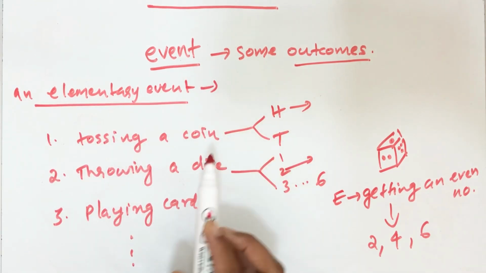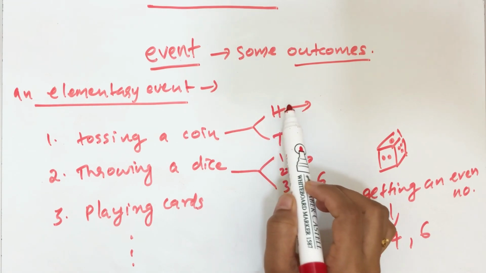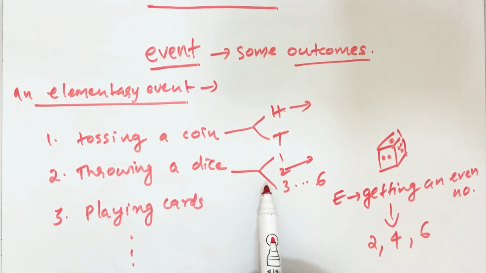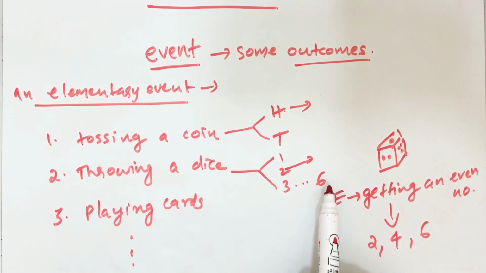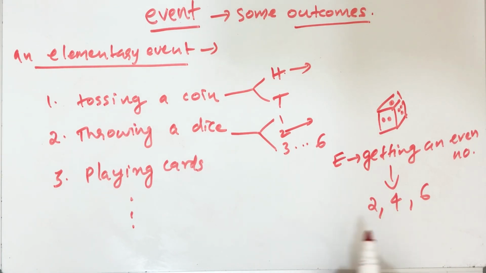For example, we can say in the experiment of tossing a coin, getting a head is an elementary event. Or in the experiment of throwing a dice, getting a number 1 or getting a number 2 up to 6, it is an elementary event. Example for not an elementary event, we can say getting an even number in throwing a dice. Or we can say an event of getting a number less than 4. Then what are the outcomes? 1, 2, 3. Number less than 4 in a die. That is 3 outcomes here. This is not an elementary event.